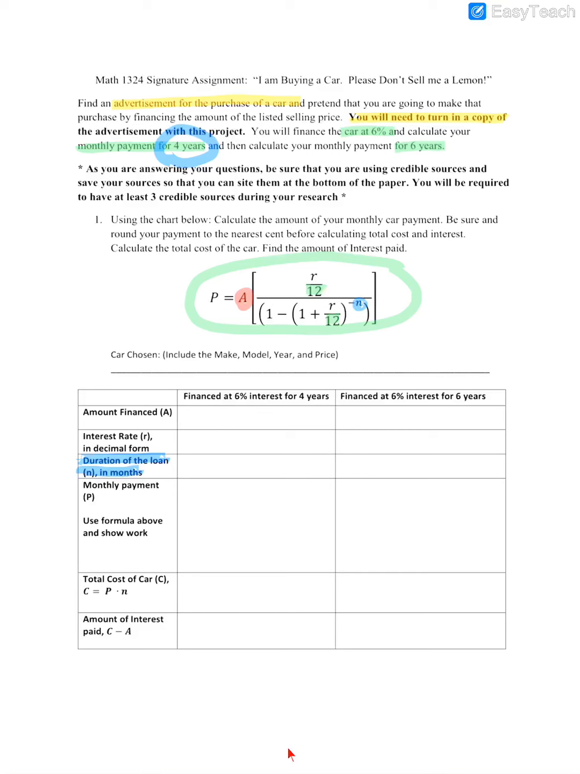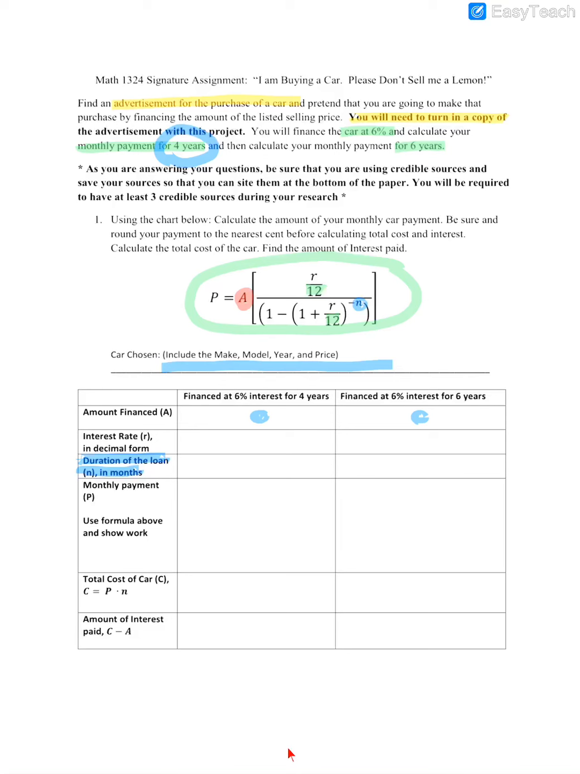Okay, so on this line here, you're going to tell us the make, model, year, and price of your car. And then you're going to fill out the table. In each case, you're going to tell me how much is financed, which of course will be the same here because it's the same car. You're just looking at a difference of years.